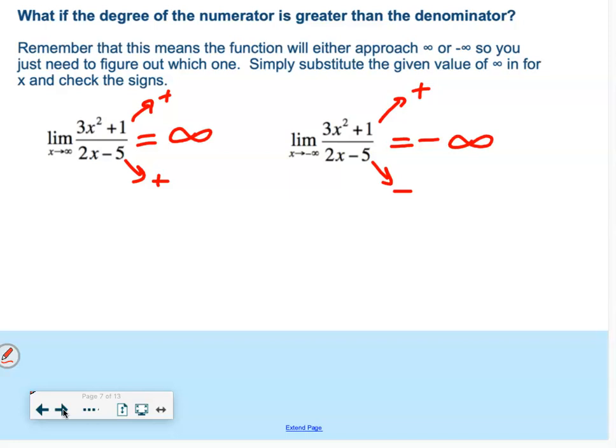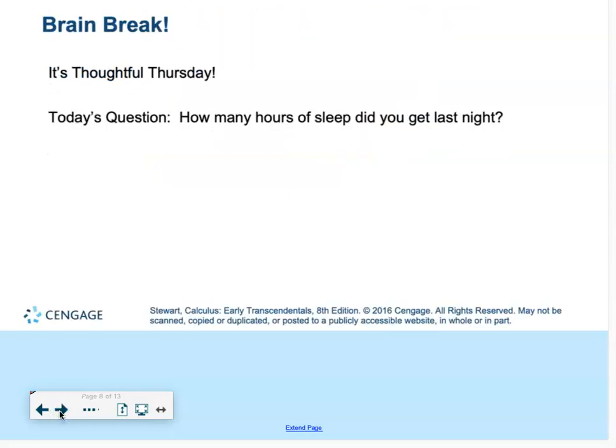We had another teacher who used to name all of his function families after celebrities, right? And so like you had the John Travolta. But anyway, all right. Okay, it's Thoughtful Thursday.